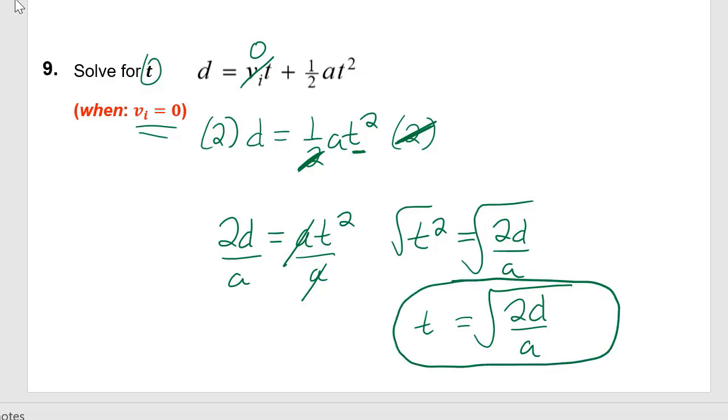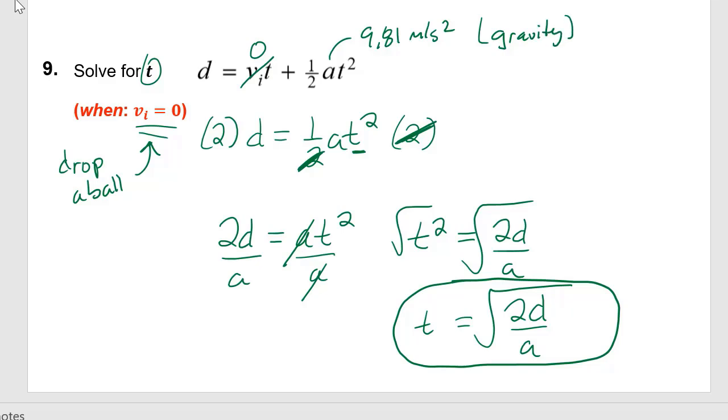This would be something you would end up doing if you had a problem where you drop an object. Maybe you drop a ball, so the initial velocity would be 0. The acceleration would be 9.81 meters per second squared, the acceleration due to gravity. If you knew the distance, you would be finding the time it takes an object to fall from a certain height, where d would be the height.